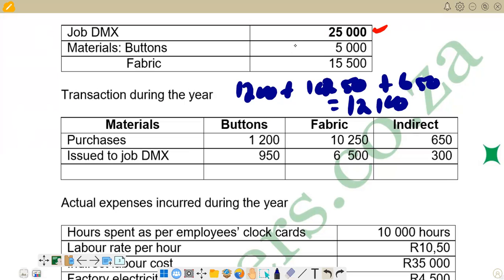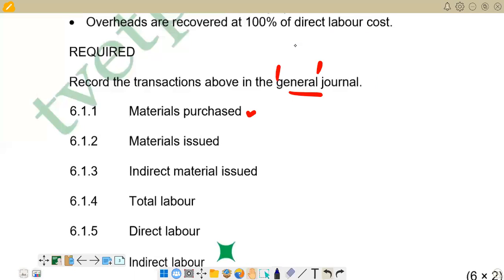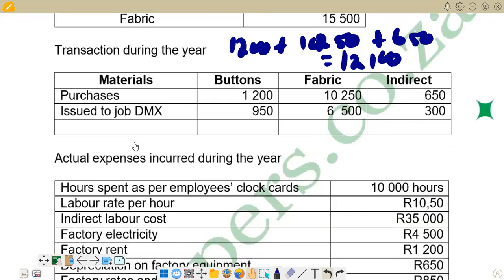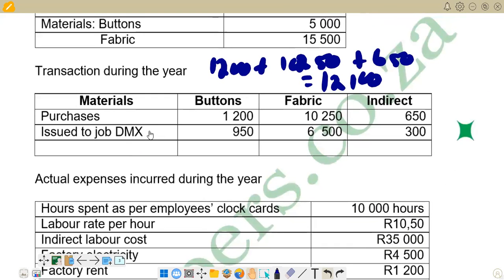So you see that if you go to the next item, it's the materials issued. So we have to go up there and see what material was issued, so that we can be able to figure out the double entry. So you are seeing that we've got buttons 950 and fabric 6,500 and indirect 300.